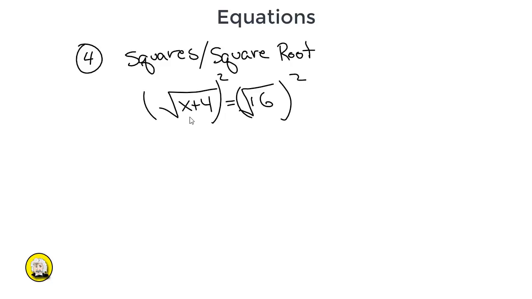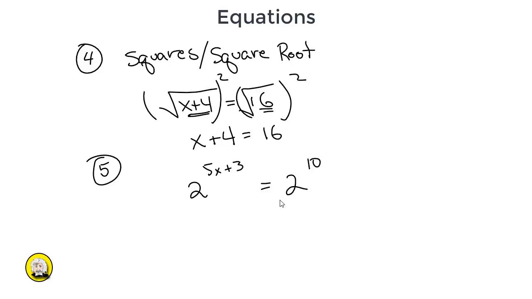And in this case, the value within the radical becomes the result on the left side of the equation after squaring the square root, and that is true on the right side of the equation as well. I could also have something like 2 to the 5x plus 3 equals 2 to the 10th.